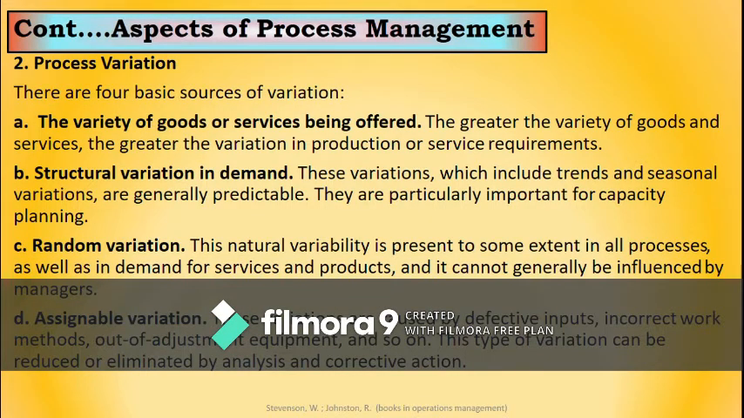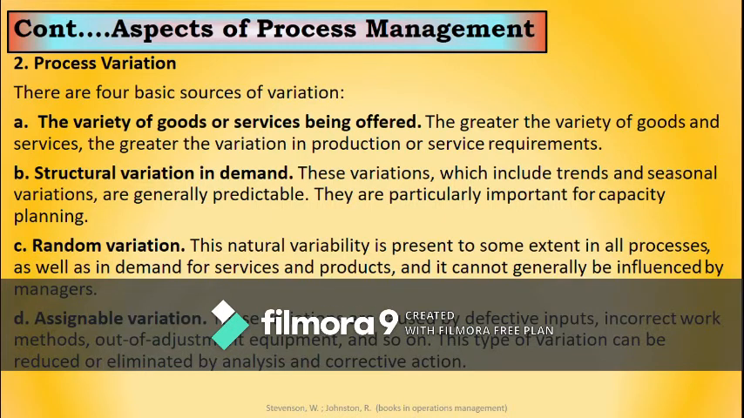So the next is process variation. There are four basic sources of variation. So what is variation? Or vary. It means different from one another. First is the variety of goods or services being offered. The greater the variety of goods and services, the greater the variation in production or service requirements. Let's take, for instance, a restaurant. The restaurant caters or provides a lot of choices of food.